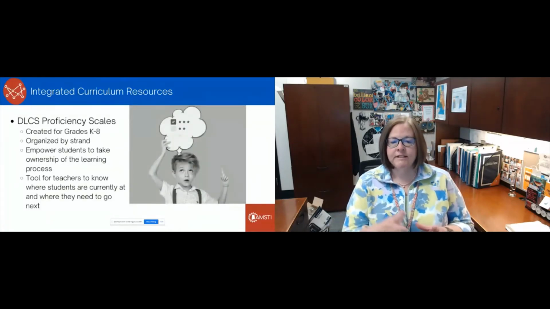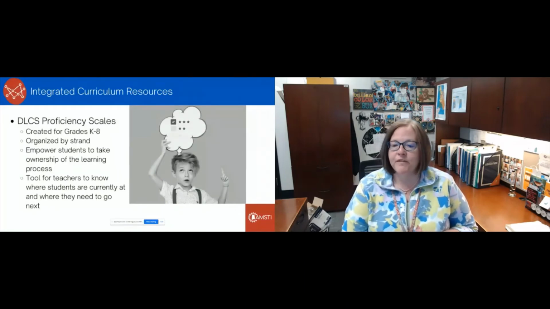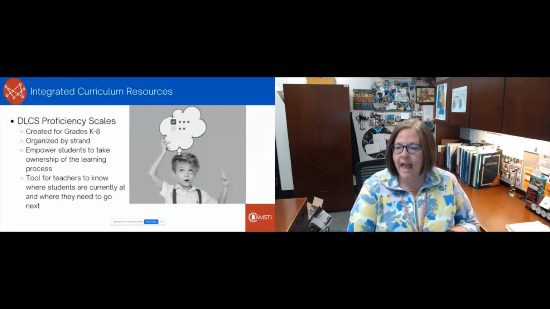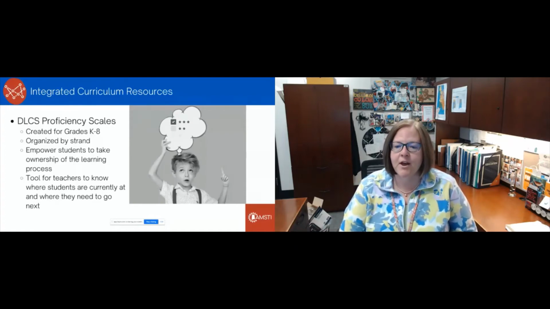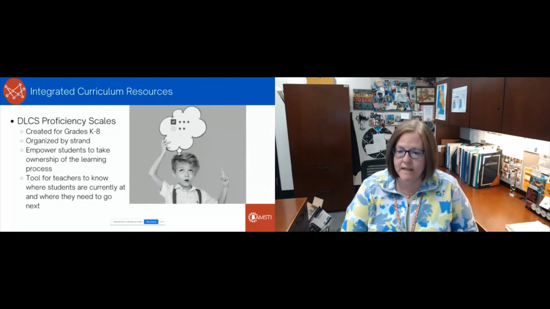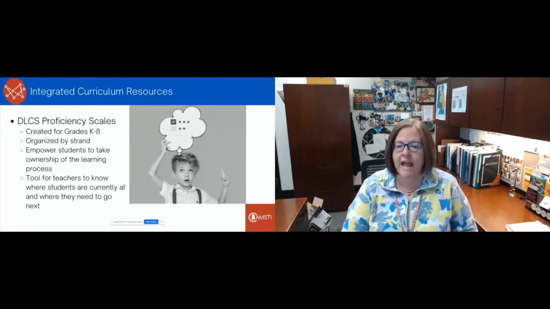I want to take just a moment to plug the proficiency scales. I have teased and joked that I am making proficiency scales my mission across the state, and many of you may have heard me talk about proficiency scales in other content areas because the state has developed these for math, science, English language arts, and so on. Even health and physical education has them.